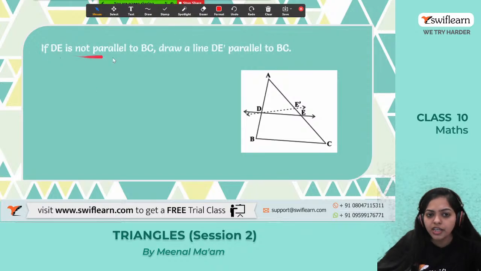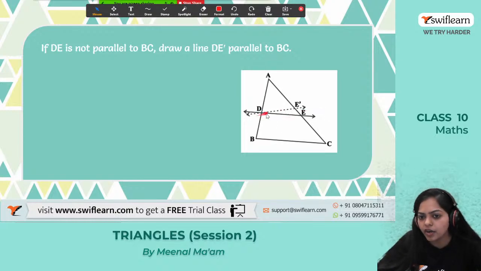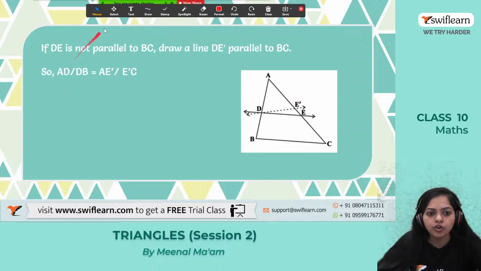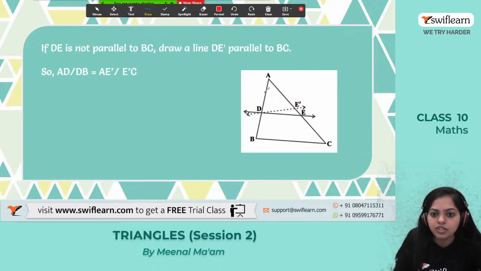If DE is not parallel to BC, draw a line DE dash that is parallel to BC. So we have assumed that DE is not parallel, and now let's draw a line DE dash which is parallel to BC. Now, let's have a look. So AD upon DB is equal to AE dash upon EC, by what?